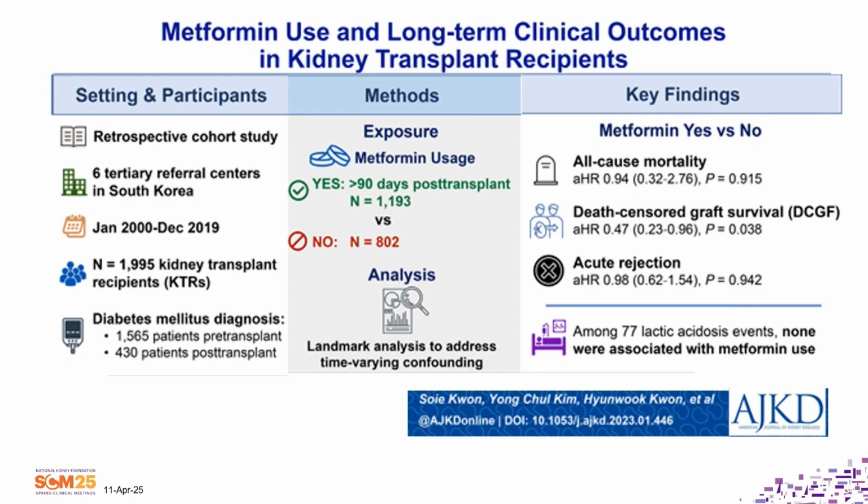So what their key findings were that there was no difference in all-cause mortality, but there was a benefit after adjustment for the hazard ratio of death-censored graft survival. So not quite sure exactly what the hypothesis is, but that is a benefit seen in the study. There was no difference in acute rejection.